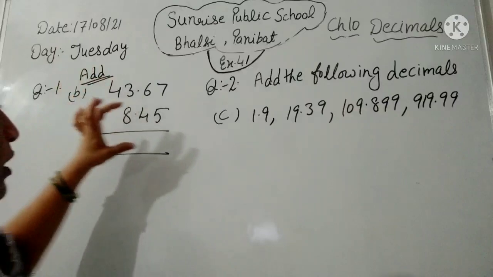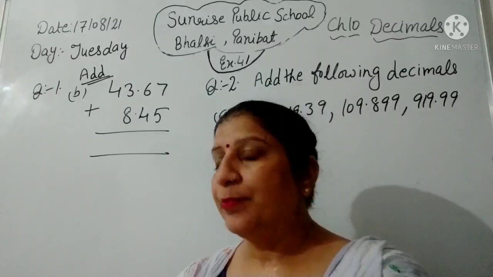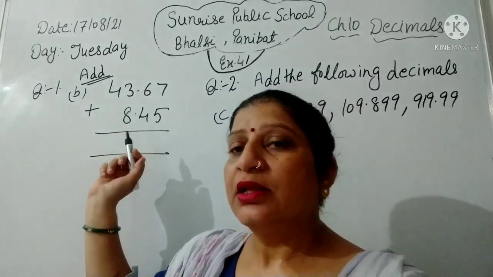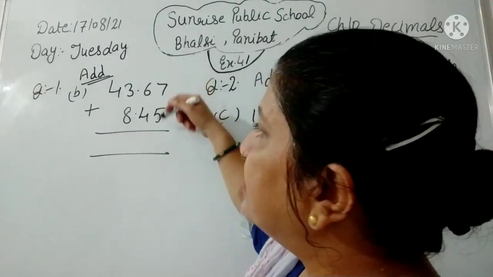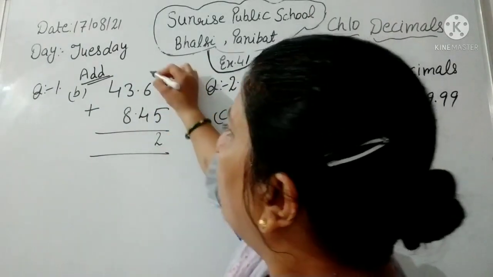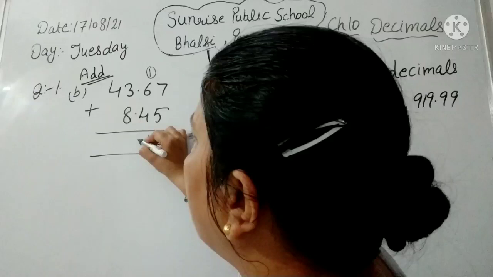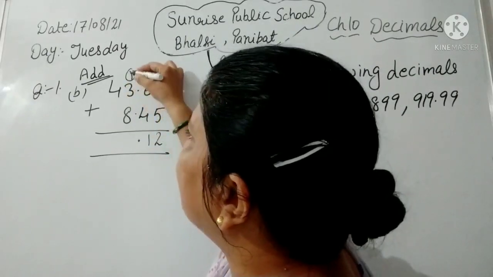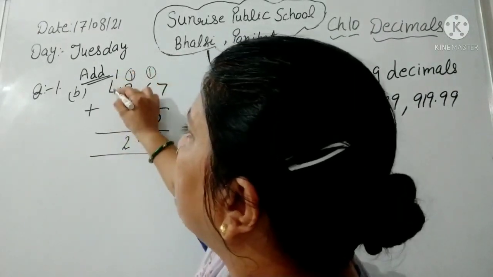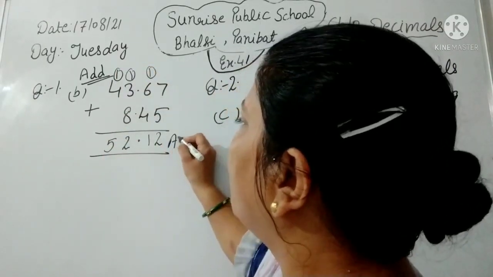The decimals are given in column method and we have to add them. Firstly, we write from the starting, because in column-wise addition of decimals is very easy. So 7 plus 5 is equal to 12, 1 carry, we write it here. 6 plus 4 is 10, 10 plus 1 is 11, then 1 carry. 3 plus 1 is 4, 4 plus 8 is 12, so 2 and 1 carry. Then 4 plus 1 is equal to 5. Now our answer becomes 52.12.